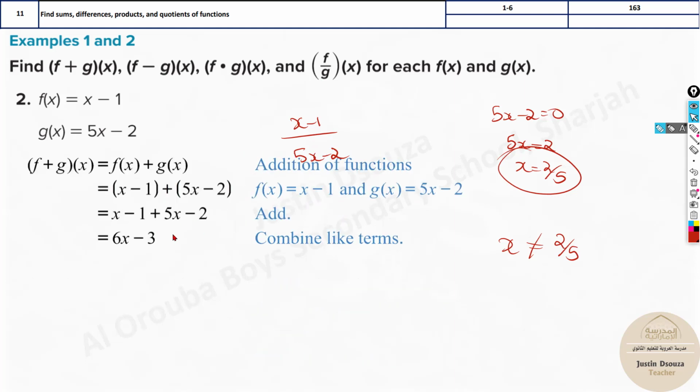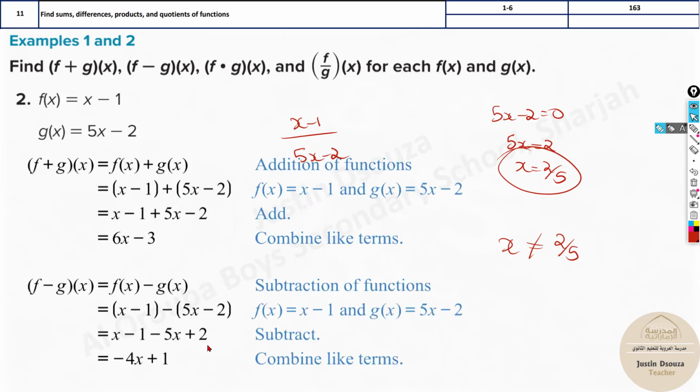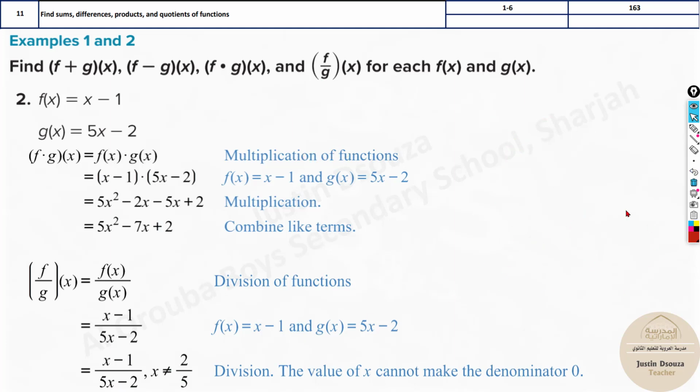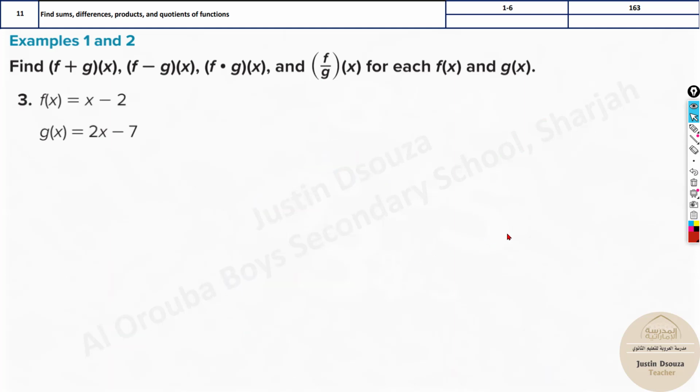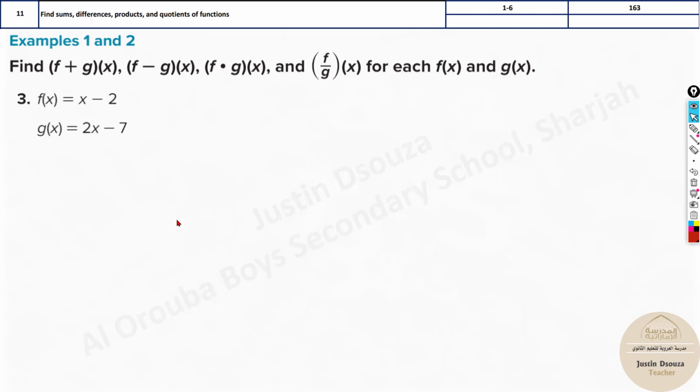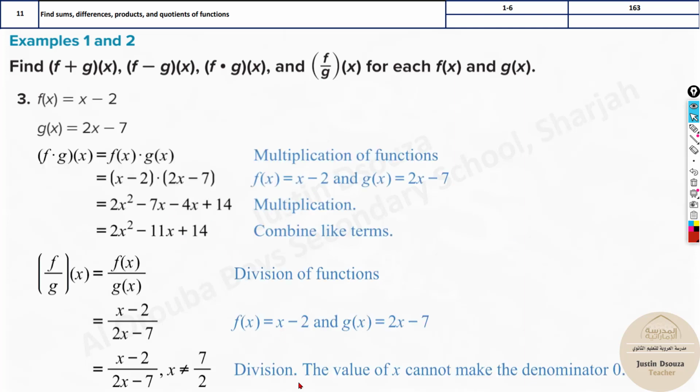See over here, adding is very straightforward, and subtracting. We can multiply as well, and then look here, it is x minus 1 divided by 5x minus 2, but x cannot be equal to 2 by 5. Please do the other problems over here. All the detailed solutions are available, and do check your answers by solving them by yourselves.